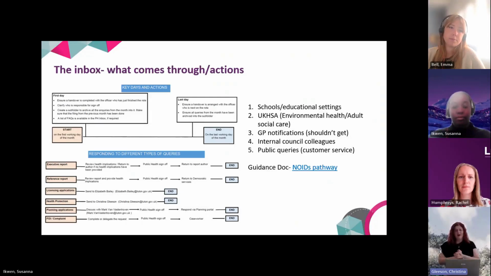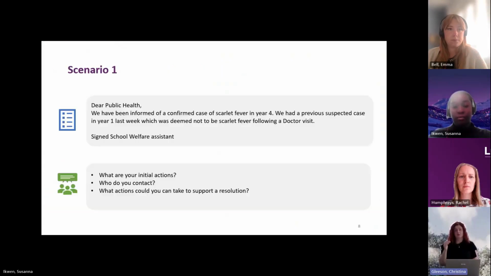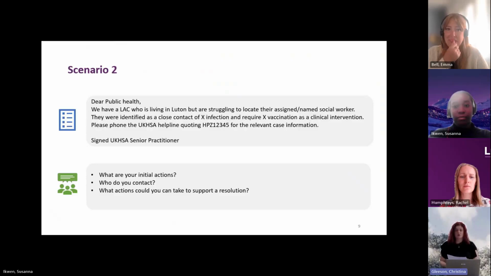So all that looked at, it's now time to put some theory into practice. Along with this video, you'll have received a workbook, and there's a set of instructions in that workbook to help you work through the following scenarios. This is very much the public health scenario. We have two, scenario 1 and scenario 2. If you could open your workbook and work through this example, that would be great. We're just going to pause here to give you time to do that.